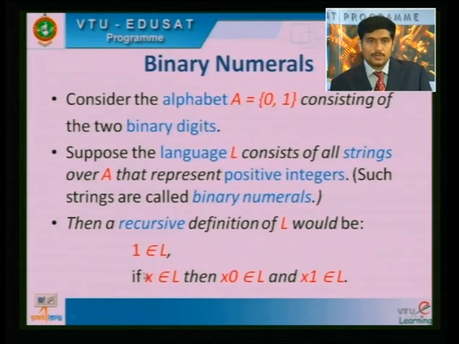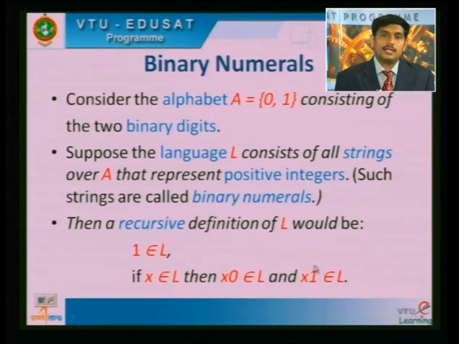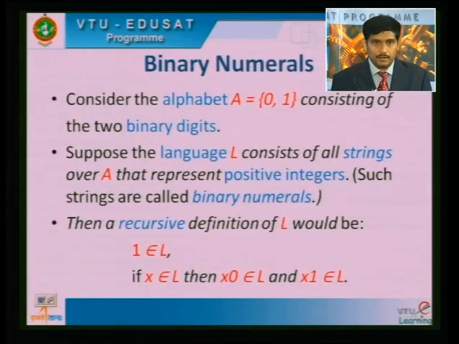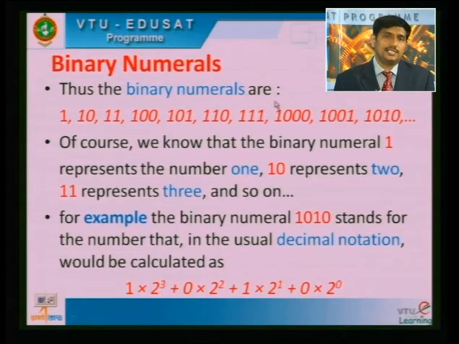Then, what is the recursive definition of L? We start with the basis: 1 belongs to L. If some x belongs to L, then x0 belongs to L, and x1 belongs to L, because there are two digits. Thus the binary numerals are 1, 10, 11, 100, 101, 110, 111, 1000, 1001, 1010, etc.